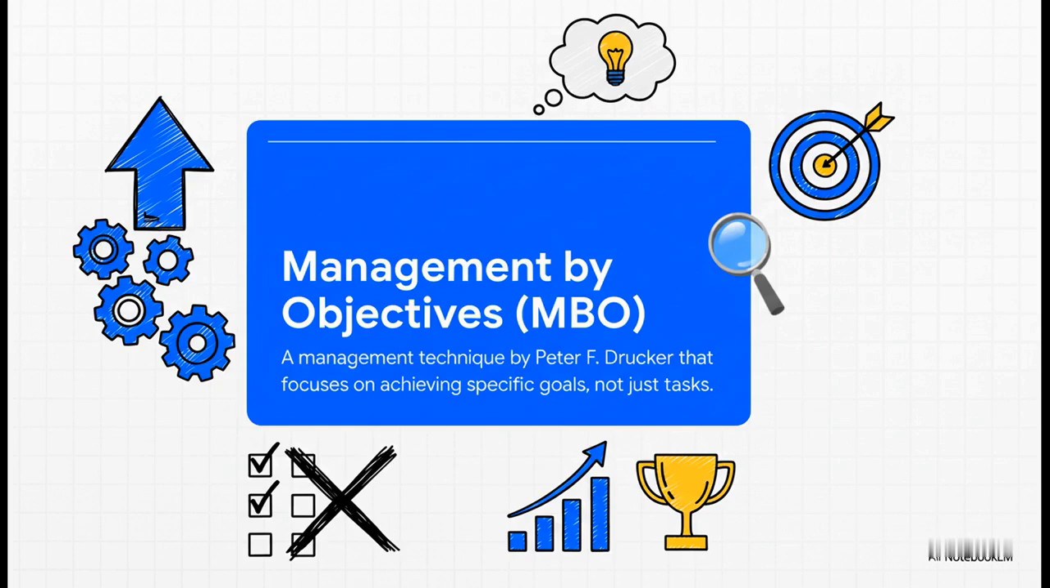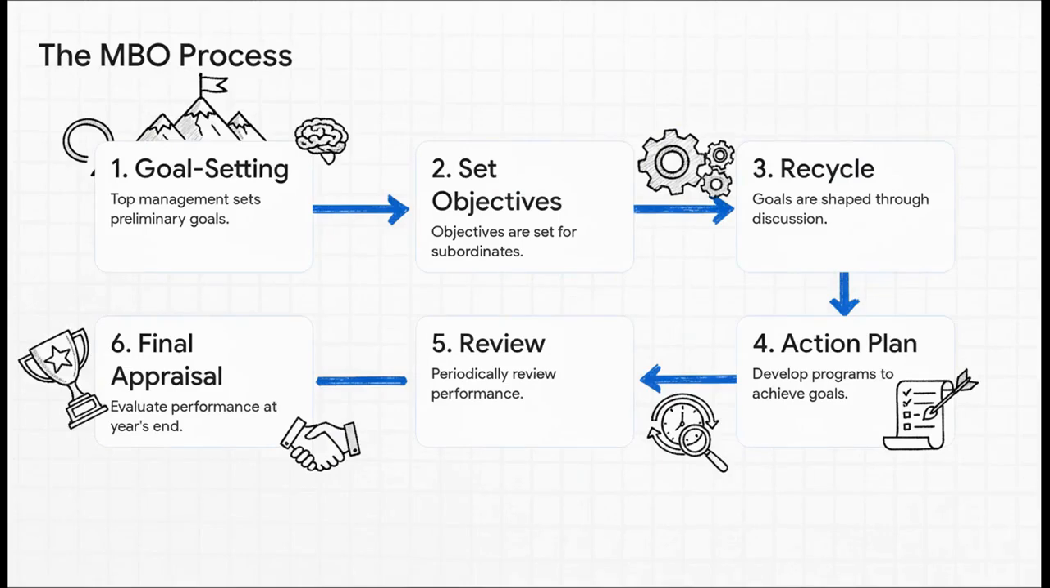Everyone agrees on the goals, and then they work towards them. Okay, pay close attention to this slide, because the MBO process is a guaranteed essay question. It's a logical flow. It starts at the top with the big goals. Then managers and employees set individual objectives together. They discuss and refine them.